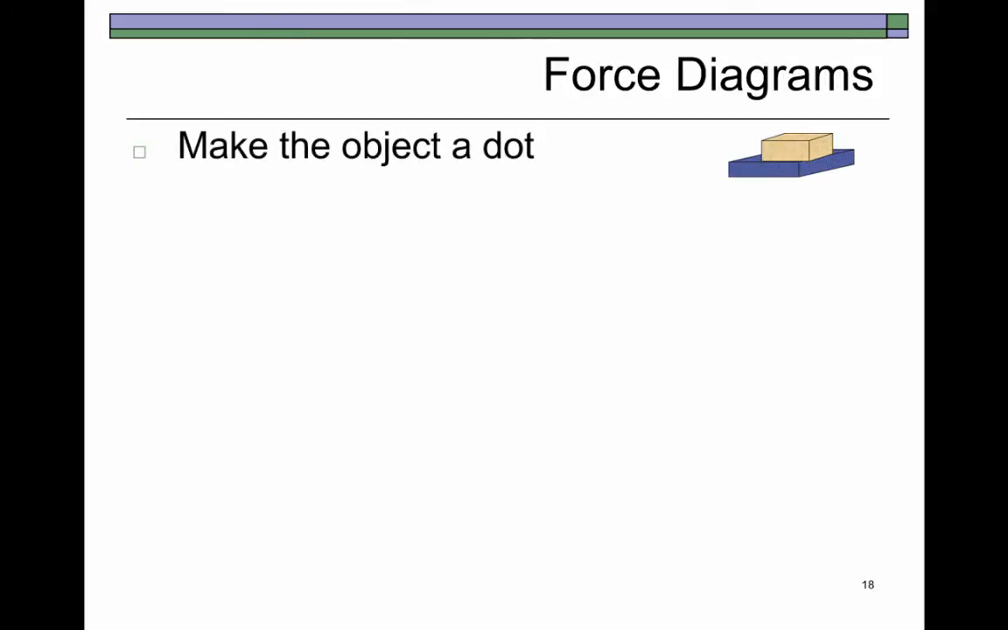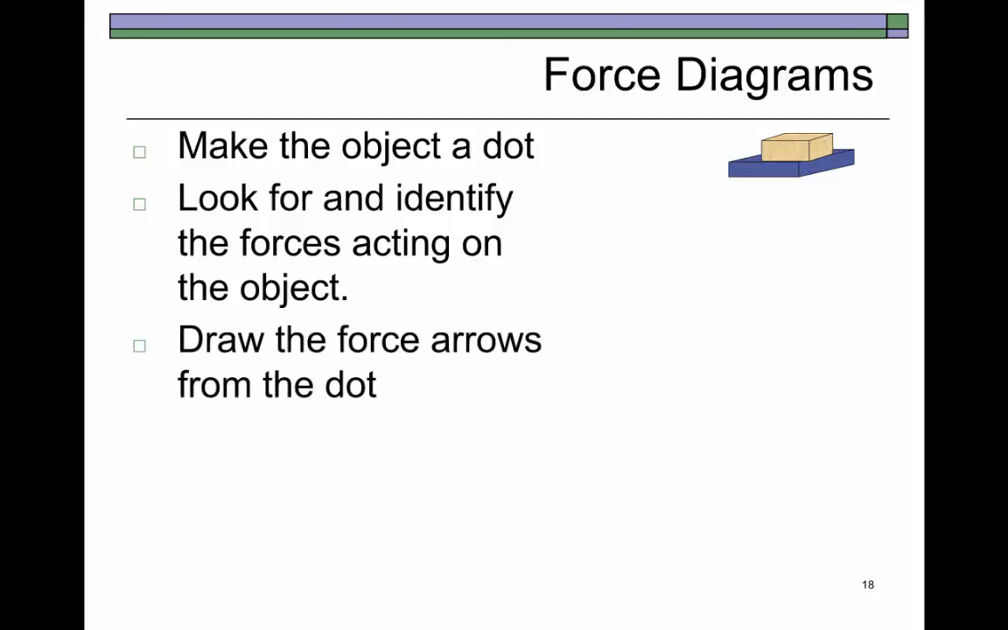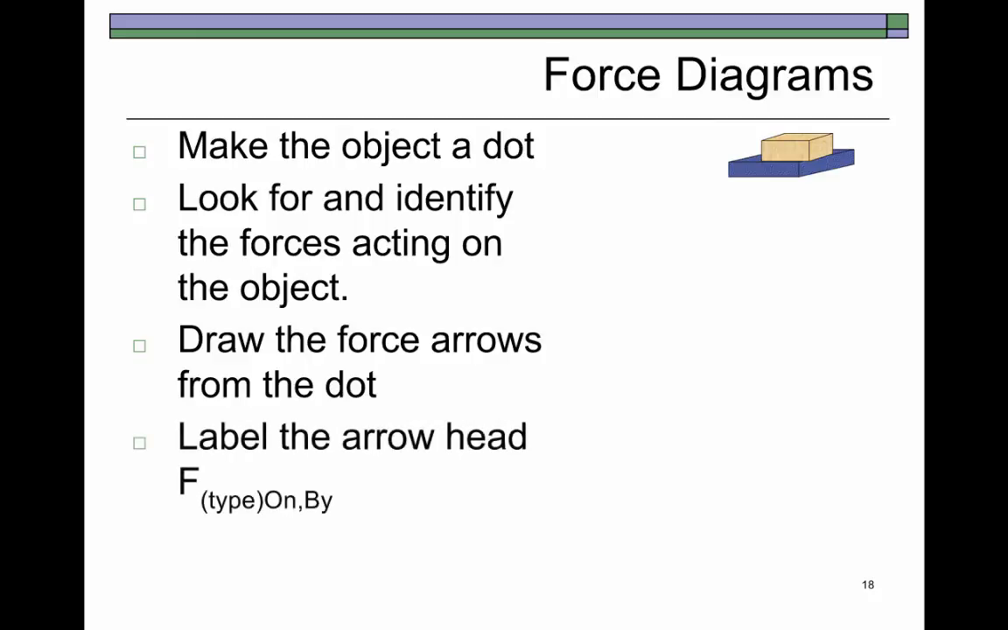Let's try another one. We're going to look at the block on the shelf. So make the object into a single dot. Look for and identify forces acting on the object. And you only have 4 forces, so check them all. Then you're going to draw the force arrows from the dot and label the arrowhead force, type, on, by.